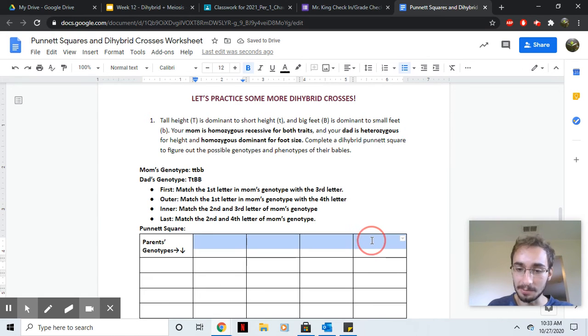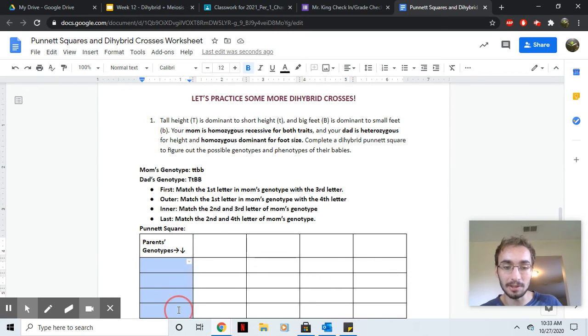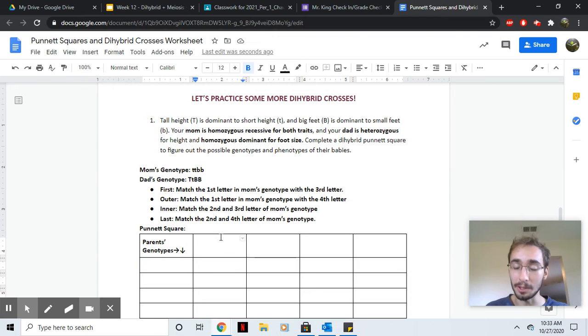Now, what are we going to do with these boxes? How do we figure out what the parents are going to give? To figure out the parents' alleles, the possibilities for what they can give their kids, we use FOIL. FOIL stands for first, outside, inside, last. The first, so you match the first of the T's and the first of the B's. So for the mom, little t, little b.